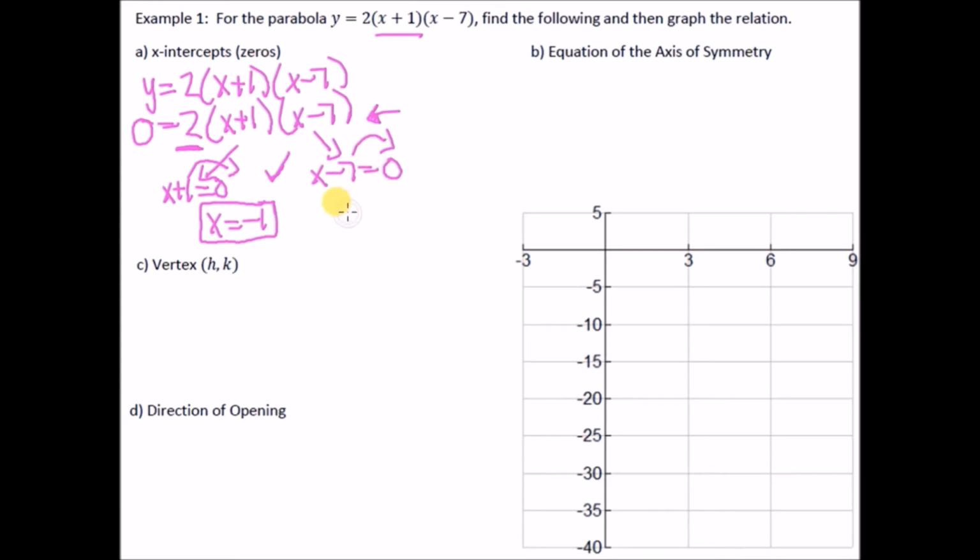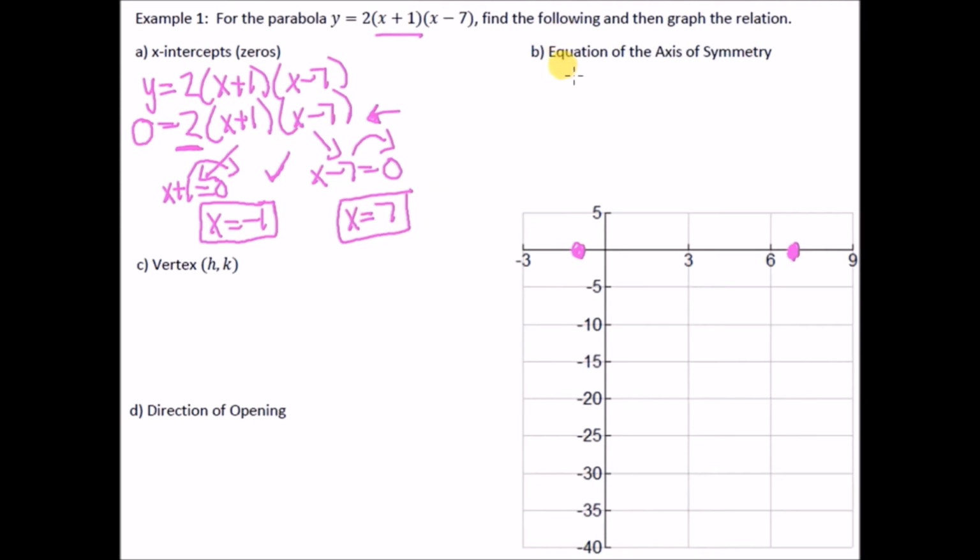Or bring over that negative 7, x equals 7. So if we subbed in 7 here, 7 minus 7, this factor would equal 0, and 0 times anything equals 0. So our two zeros are negative 1 and 7. Let's just plot those right away.